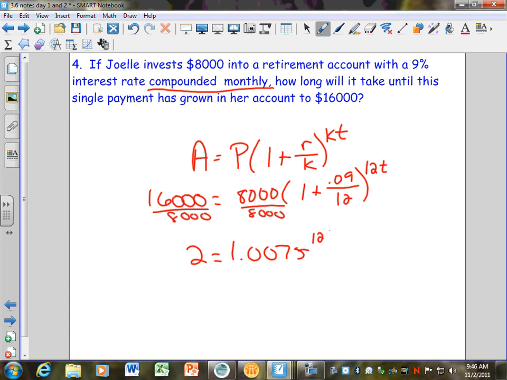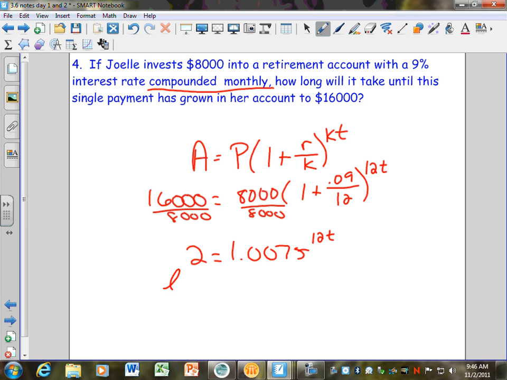To the 12. And once you do that first step, this really isn't so bad. You just have to know what do you need to do if you want to get that t out of the exponent. ln both sides. Anytime you see a letter in the exponent and you want to take it out, you can common log both sides or ln both sides. Why do we choose those two? Because that's what we can do on our calculator.